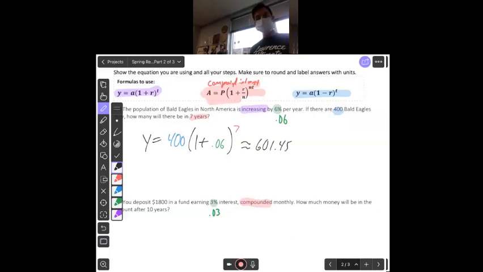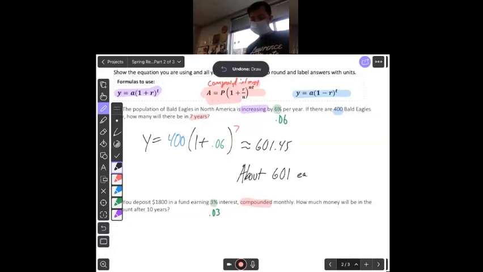But we don't have 0.45 of an eagle. We don't have 0.45 of a person. You don't have 0.45 of an object. So you're using appropriate rounding, saying, okay, I have to round that because it's an object, it's a person, it's an animal. And then you just say something like about, around, approximately 601 eagles.